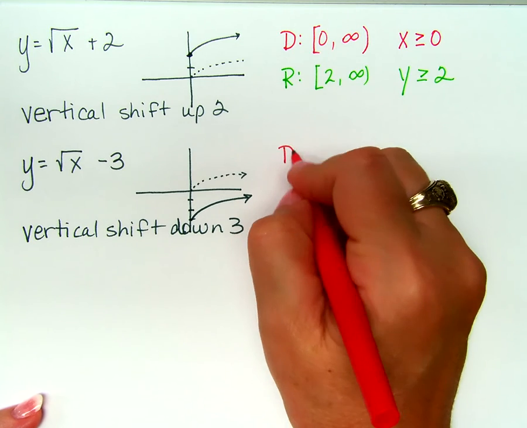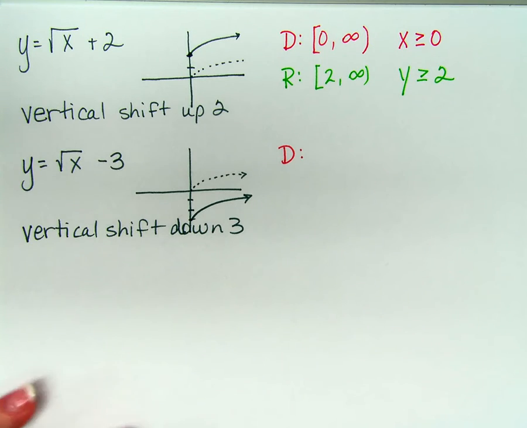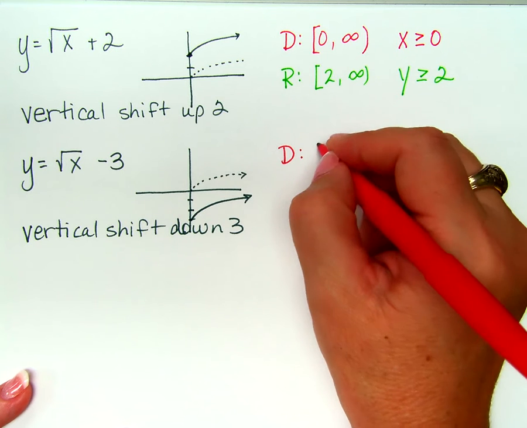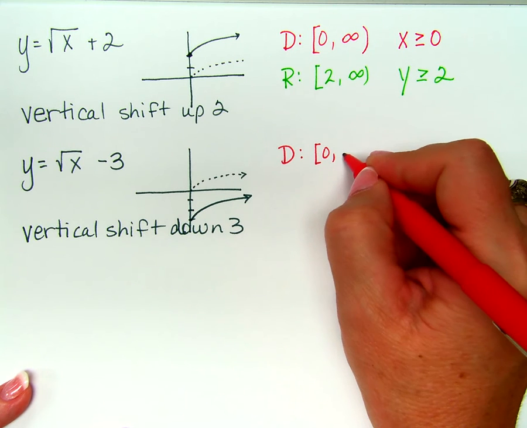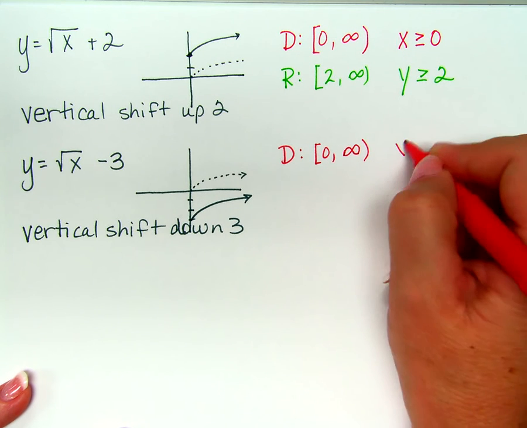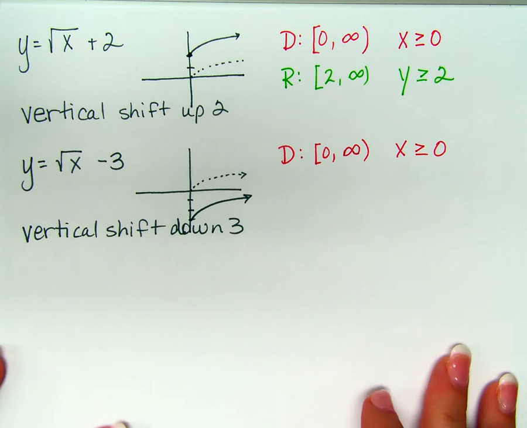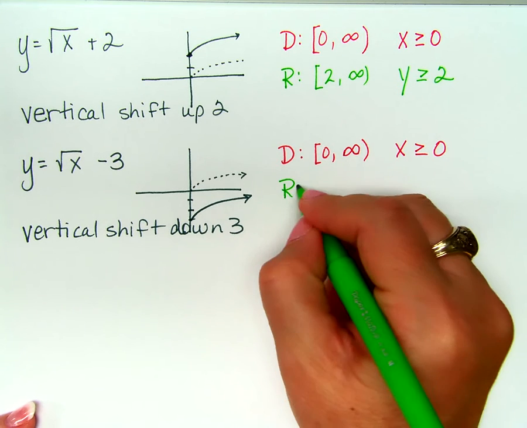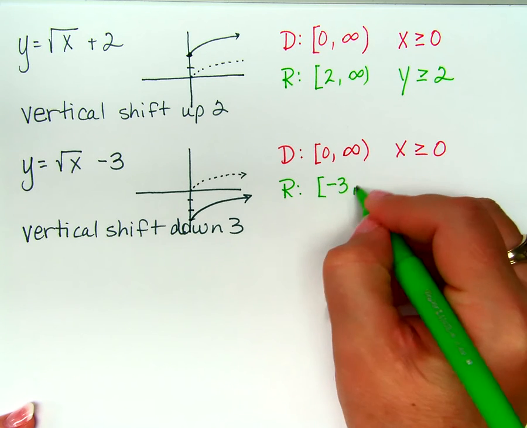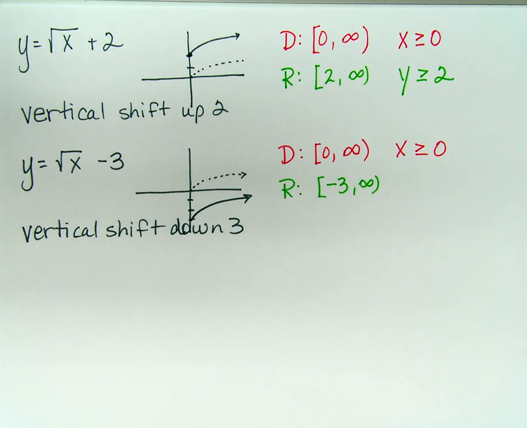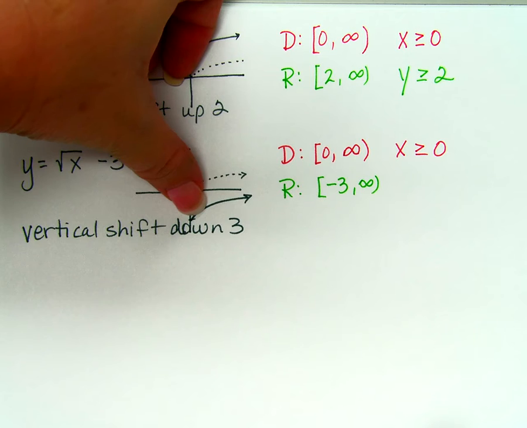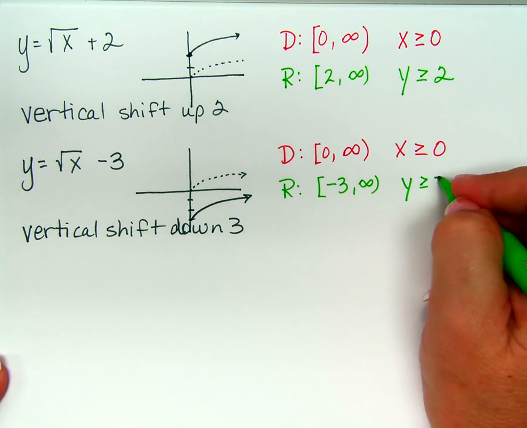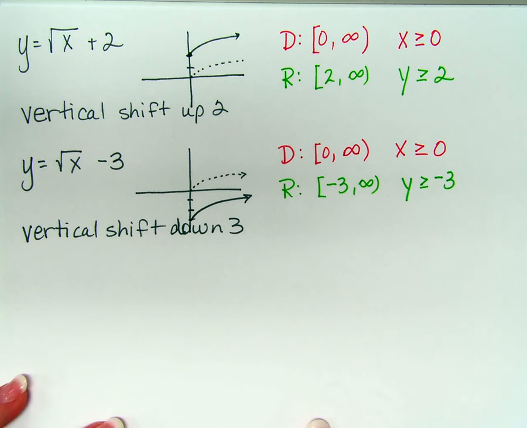What is its domain? How far left does it go? 0. How far right? Infinity. So x is greater than or equal to 0. What about its range? -3 to infinity? Yeah, that's right, because see, it goes all the way down to -3 and then it goes up all the way. So y is greater than or equal to what? -3.